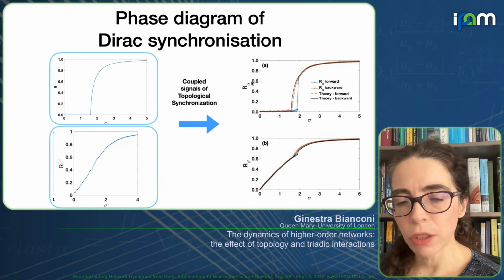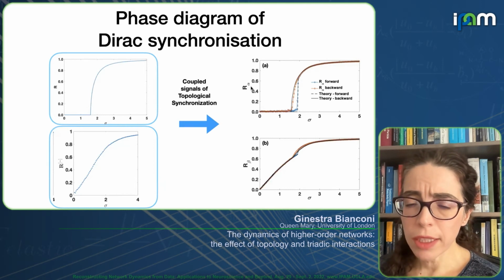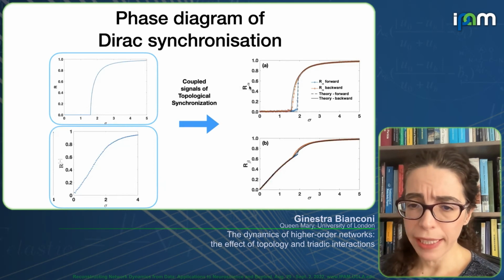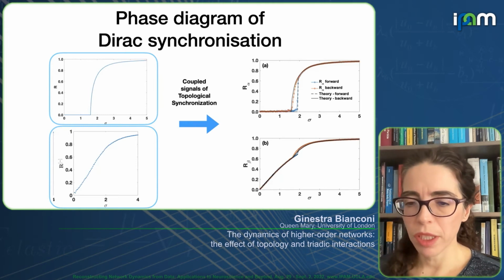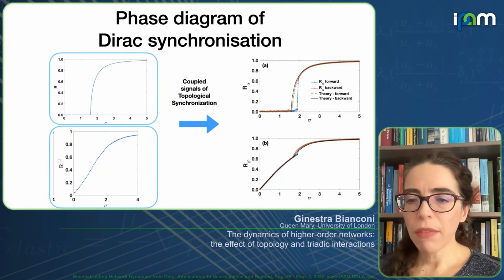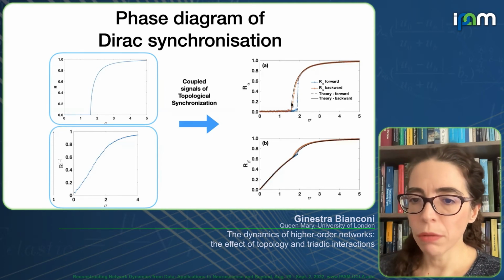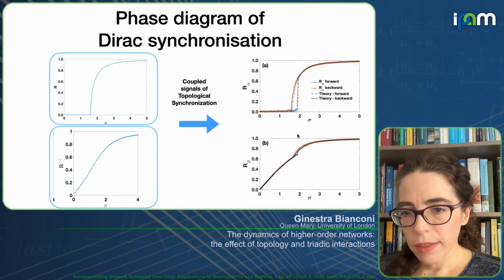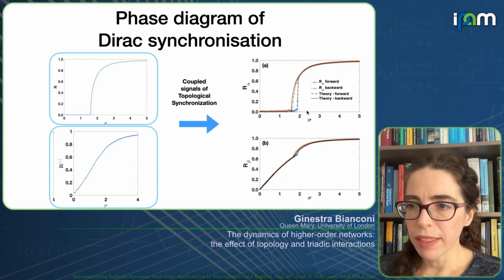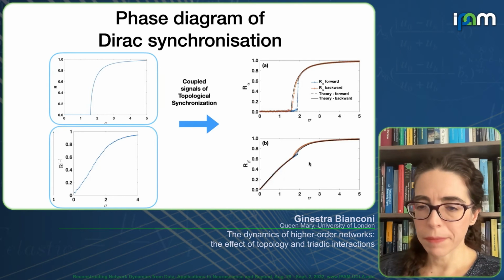And then you work with the Dirac synchronization. And then what happens is that you have order parameters that are now not only depending on a linear combination of node and link signals, so they are intrinsically coupled together, and you have a discontinuous forward transition and a continuous backward transition. And this black line is our theory. So we have a theory that fits the simulation result very well in this case.